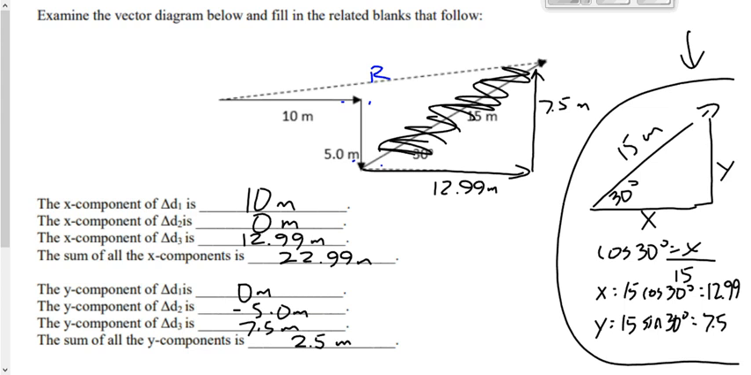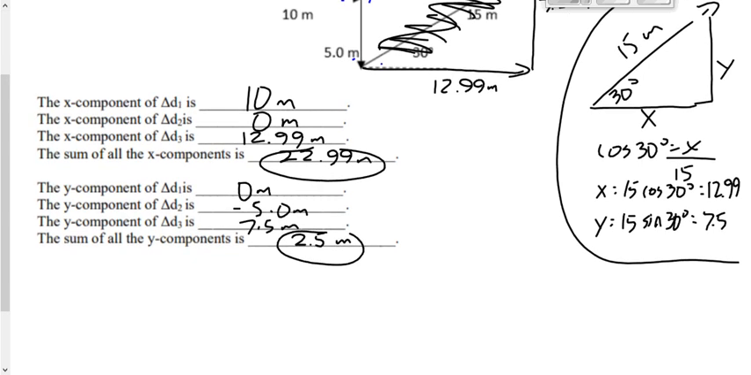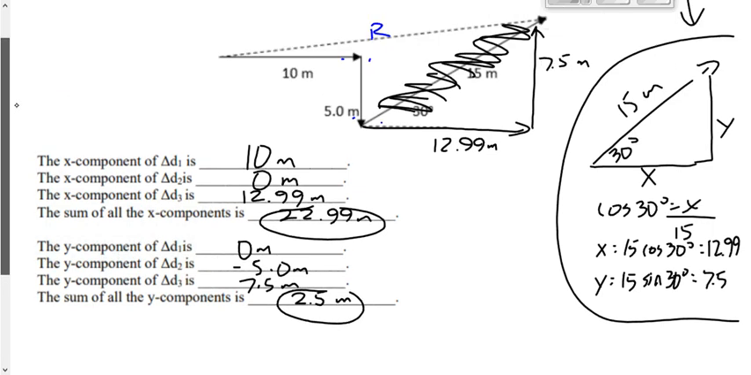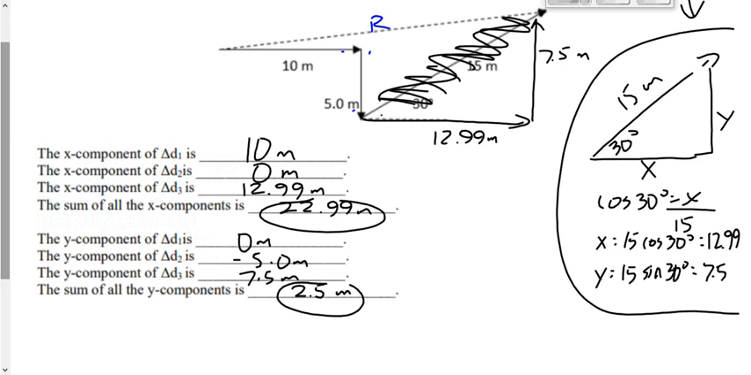What do you think I'm going to do with this now? Now that I have the total x and the total y, what do you think I'm going to do with it? Redraw it. Yeah, redraw it. I got 22.99 to the right and I have 2.5 up, because both are positive. I could have drawn them the other way around, 2.5 then 22.99. That would have been fine, as long as they're both drawn head to tail. The resultant vector is drawn from start to finish.